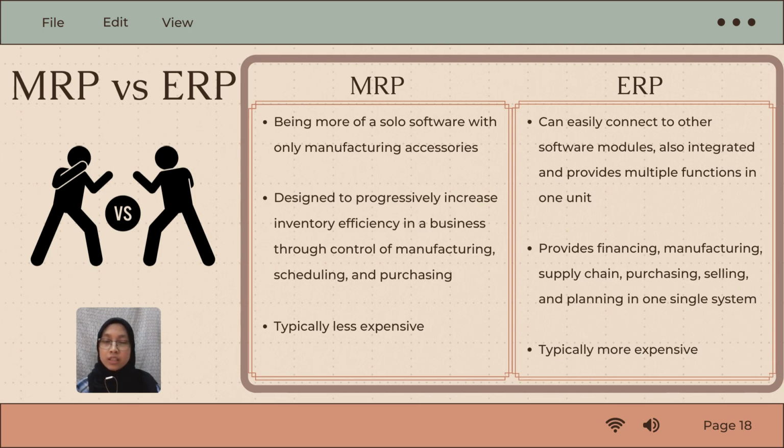In differences of functionality, MRP is designed to progressively increase inventory efficiency in a business through control of manufacturing, scheduling, and purchasing, while ERP provides financing, manufacturing, supply chain, purchasing, selling, and planning in one single system. For the differences of cost, MRP is typically less expensive, while ERP is typically more expensive because it performs functions for multiple facets of a business rather than just manufacturing.